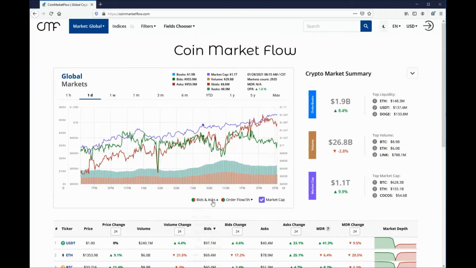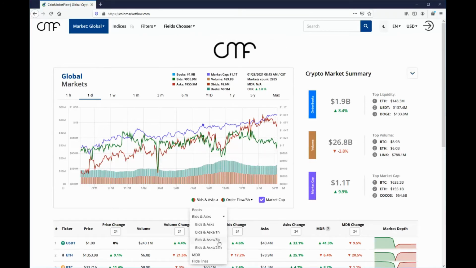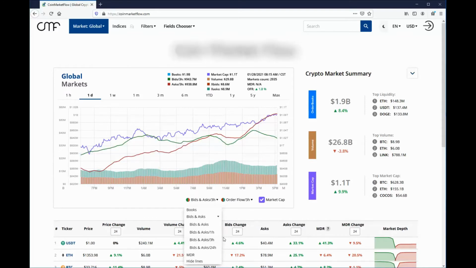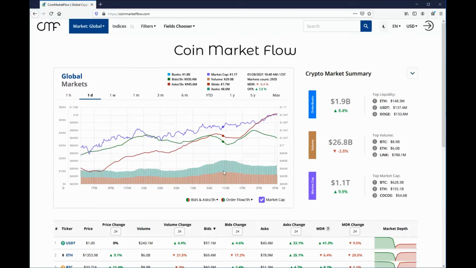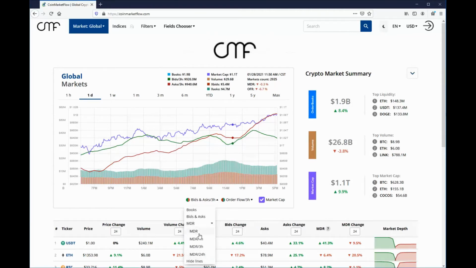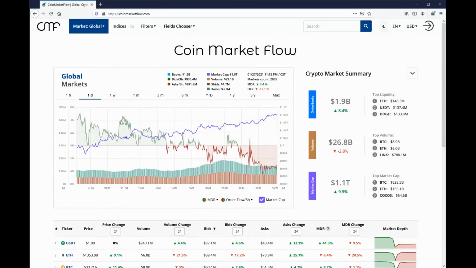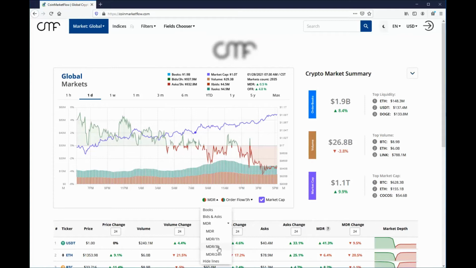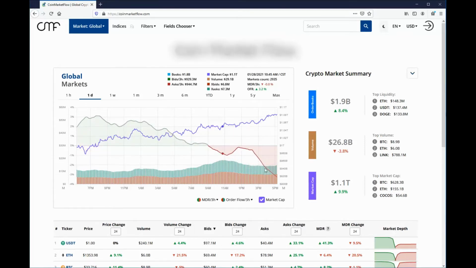Bids and asks chart the total bids and asks combined for this market at the market depth you choose. We default to 100% market depth. The MDR metric is the market depth ratio, a simple metric we developed at Vantage Crypto. The MDR is simply the delta between asks and bids. This tells us if the liquidity is more heavily weighted towards bids or asks, and again we chart this at various market depths. Now I am going to hide the order books, and let's take a look at order flow.